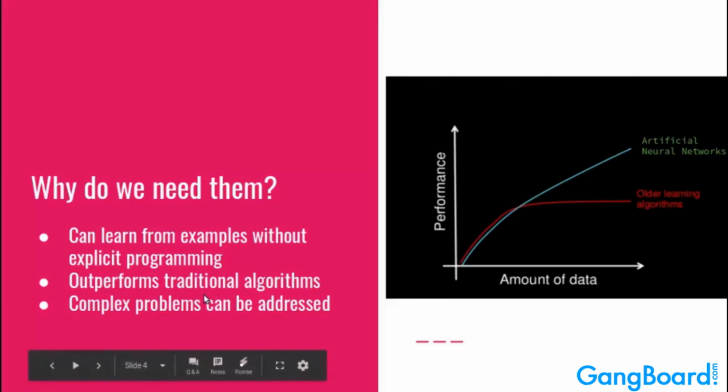An advantage is that it will outperform the traditional algorithms that we just mentioned, and complex problems can be addressed. As the complexity of the problem increases, for example image recognition, object recognition, facial recognition, or voice detection, those things can be handled well when you utilize artificial neural networks rather than the older traditional algorithms. The older algorithms work very well when we are using structured data, or more numerical data which is very well structured.